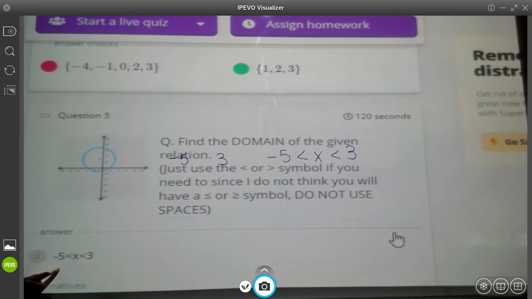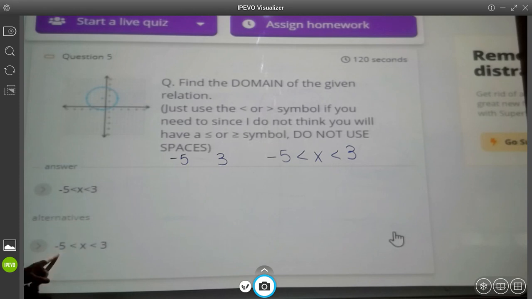And don't capitalize x, because it'll probably mark that wrong too. All right. Now again, I put that just God forbid somebody put spaces. I don't know what you're going to do, even though I told you not to put spaces. I just tried to give another alternative, God forbid.